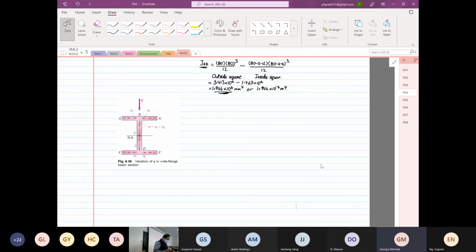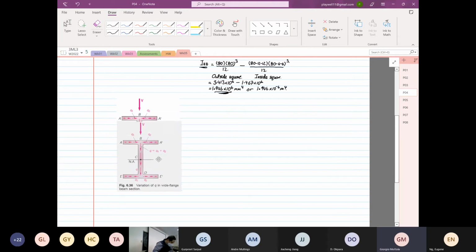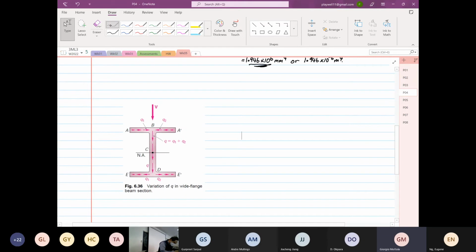Right. So we are now going to look at wide beam analysis. Okay, wide beam, or wide flange, wide beam analysis.